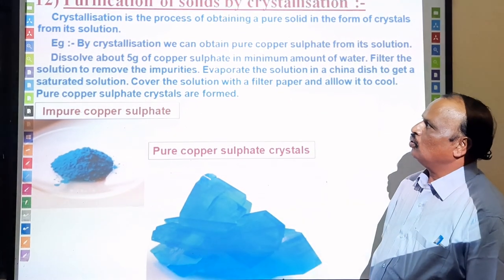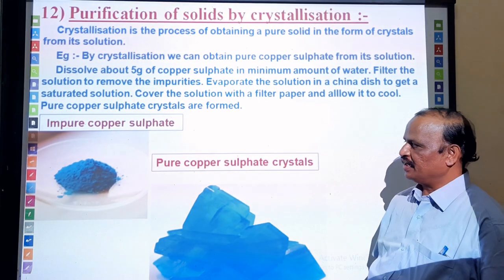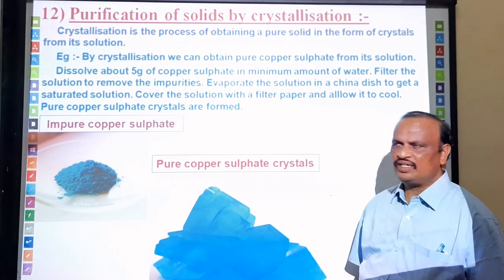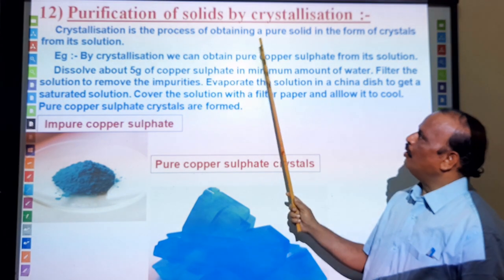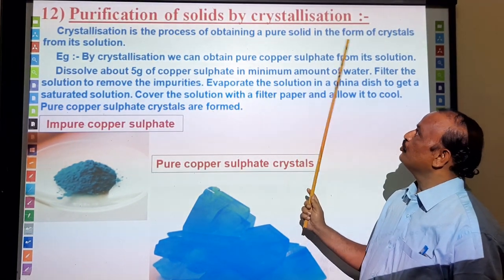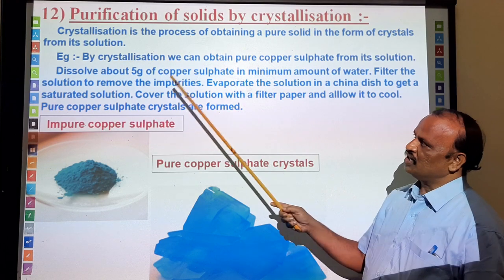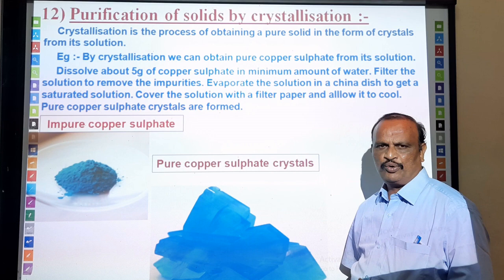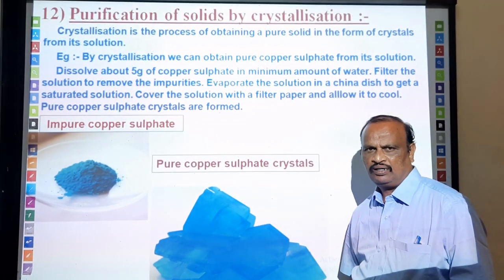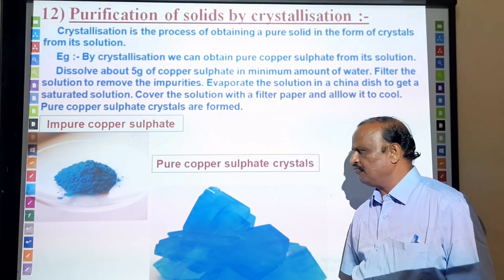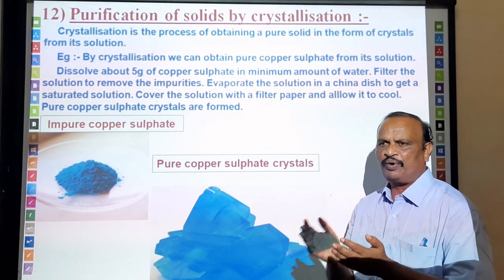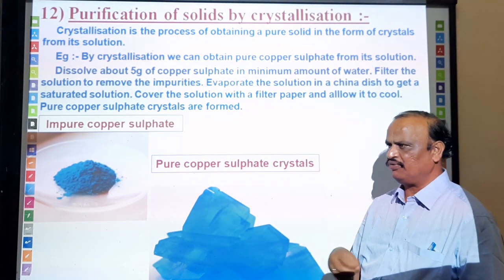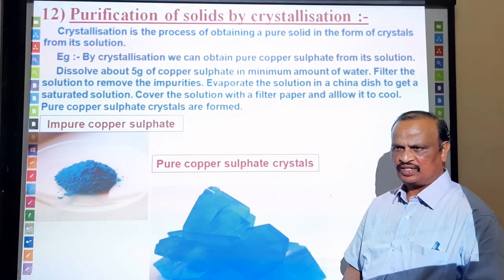Okay. So, purification of a solid by crystallization. We come across the word crystallization. Crystallization is the process of obtaining a pure solid in the form of crystals from the solution. Dissolve the substance in a minimum amount of water and keep it for cooling. When you keep it for cooling, the solid particles get separated from the liquid. That process of separation of solid from the liquid is what we call crystallization.